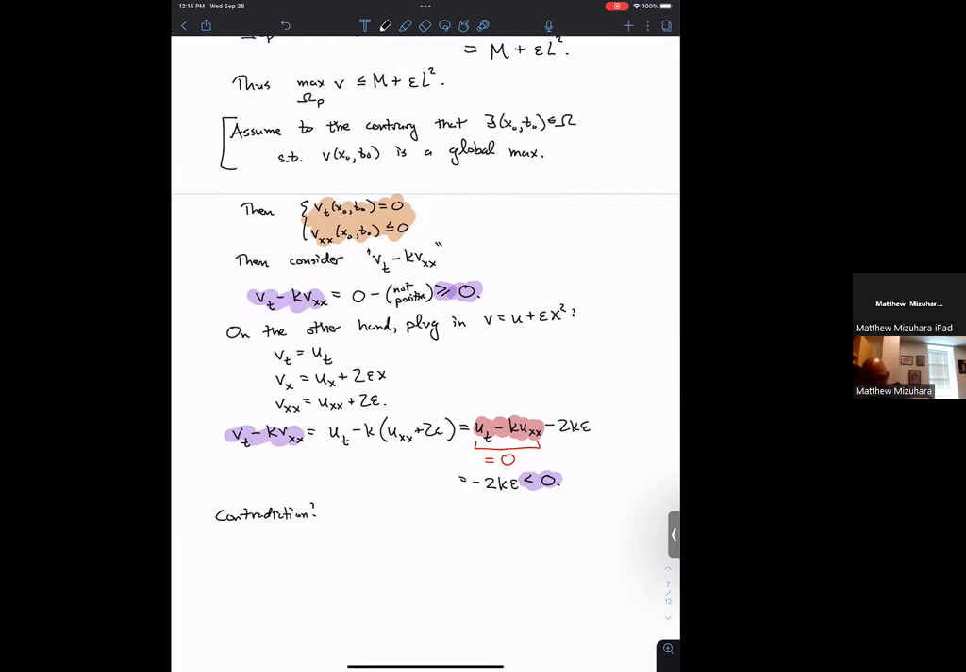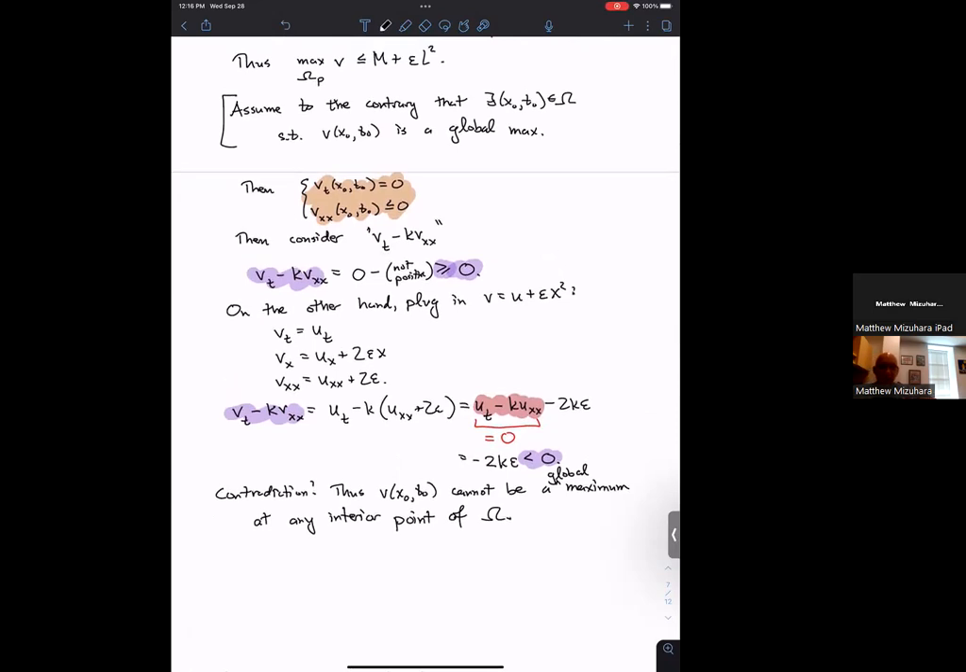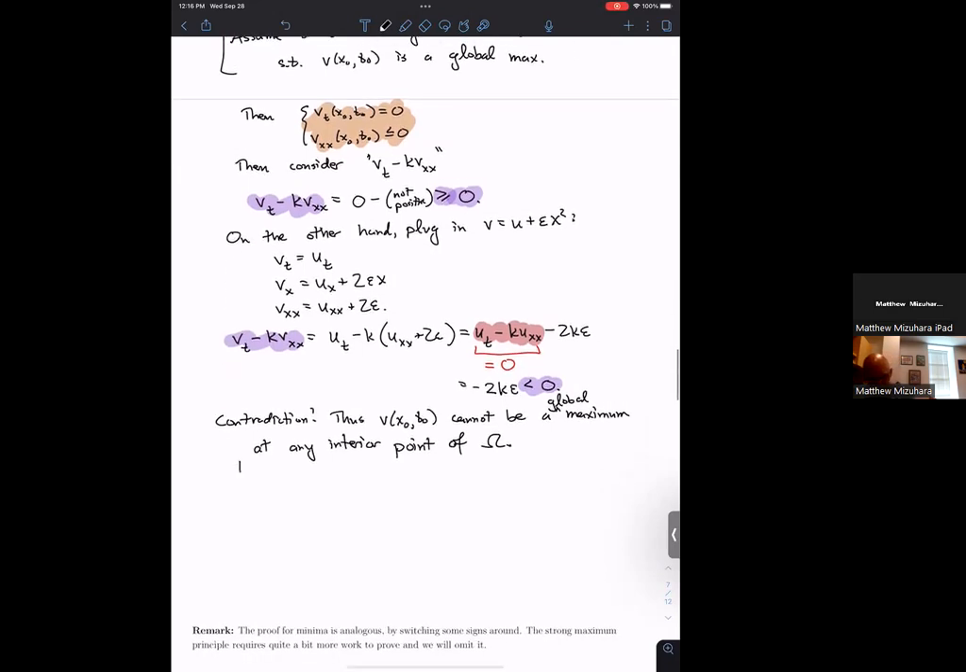So contradiction, thus V of (x0, t0) cannot be a maximum at any interior point of Ω. And specifically, I mean global maximum. I really mean it can't be a global maximum. So because of that, what we've just proved is, yes, V is maximal only on the parabolic boundary.